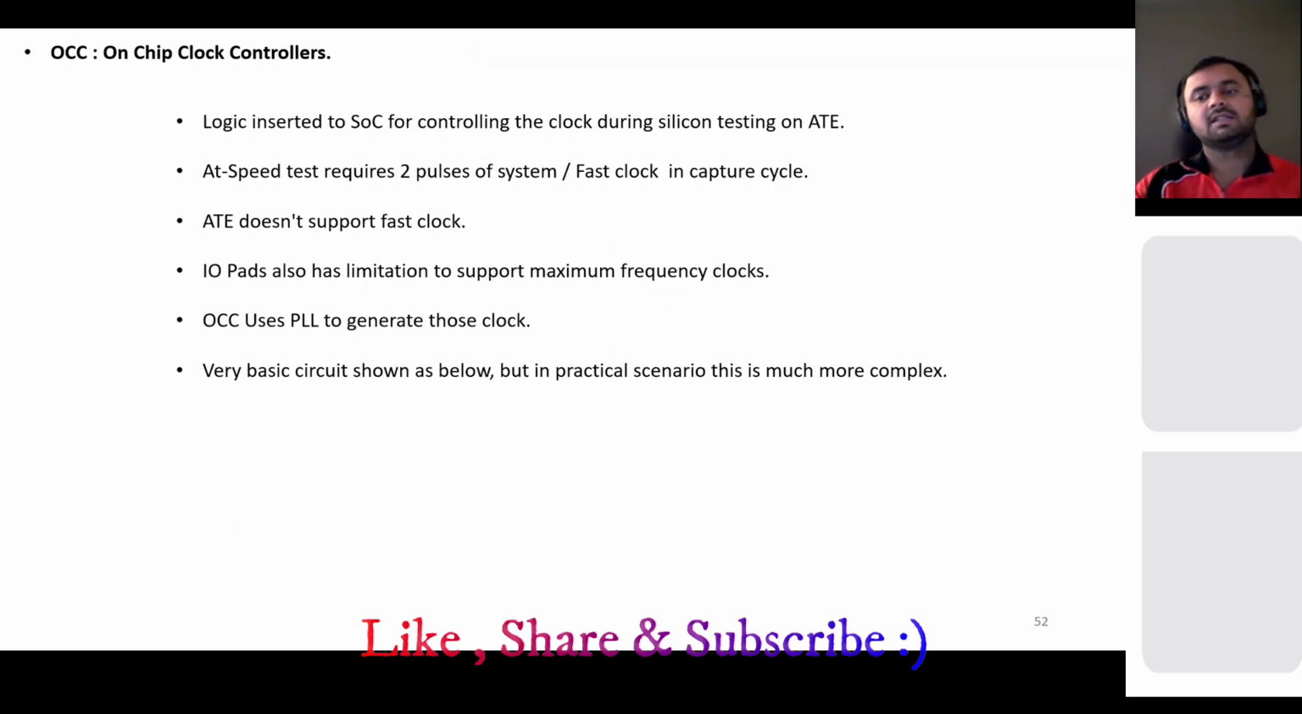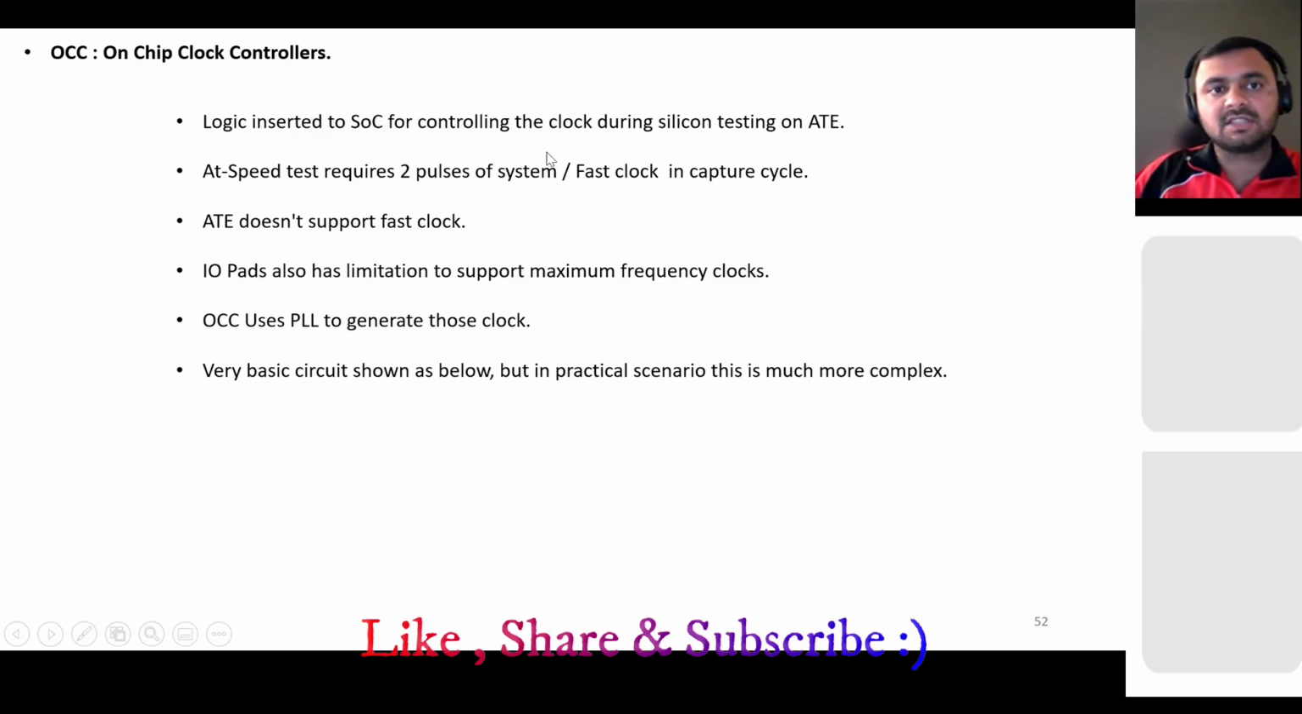So this is another DFT instrument. The next DFT instrument is the on-chip clock controller. We saw BST, then pin muxing, then compression logic, then IJTAG, MBIST, LBIST. Now this is the OCC, the on-chip clock controller. Why do we need an on-chip clock controller? Your chip pad does not support high frequency clocks. If you want to test your chip at a high frequency, it cannot be tested because the pad doesn't support it. There is a limitation. So to generate the fast clock, we need these clock controllers.